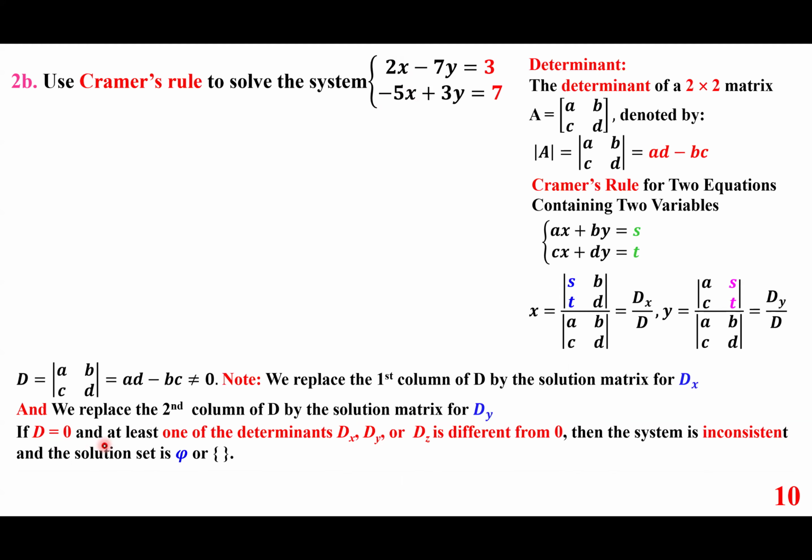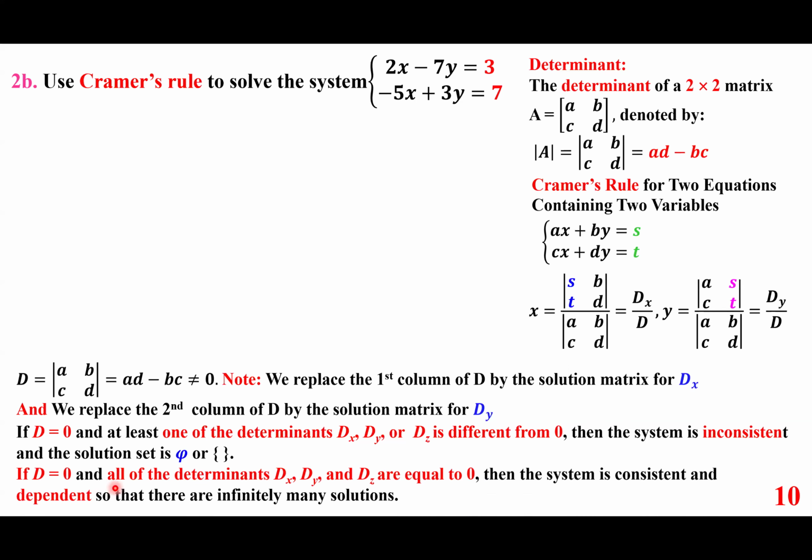If D equals 0, and at least one of the determinants D sub X, D sub Y, or D sub Z is different from 0, then the system is inconsistent and the solution set is phi, or an empty set. If D is 0, and all of the determinants D sub X, D sub Y, and D sub Z are equal to 0, then the system is inconsistent and dependent. So there are infinitely many solutions. So if this is 0 and one of them is not, there is no solution. If this is 0 and all of D sub X, D sub Y, D sub Z are 0, then it's a dependent system.